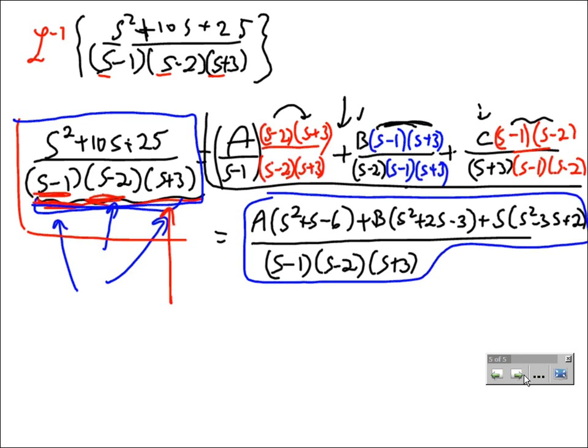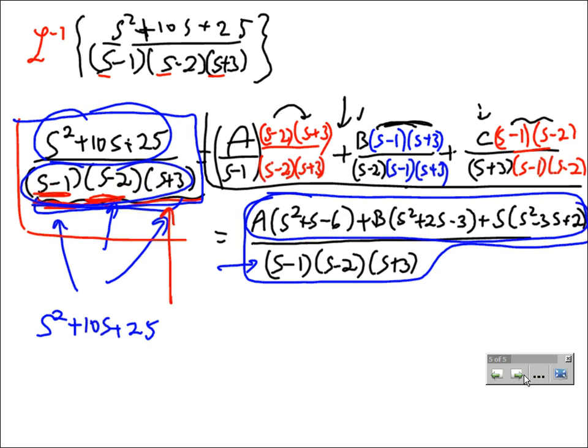And they have the exact same denominators. That means the numerators have to be the same. You can't divide two different quantities by the same value and get the same answer. So s squared plus 10s plus 25 must equal this numerator.